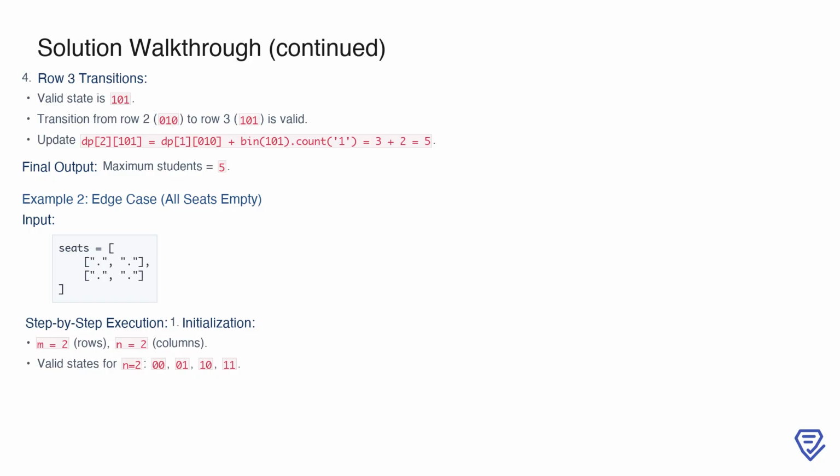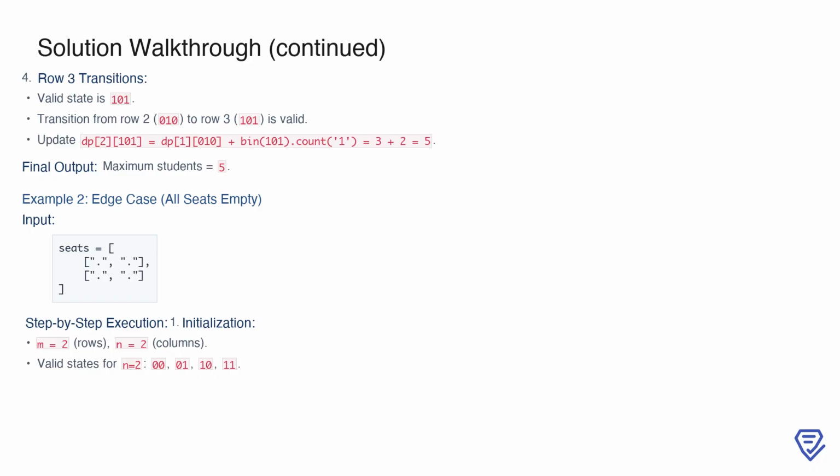Next, for the third row, the valid seating state is again 101. We analyze transitions from the second row, where the valid state is 010. Transitioning from 010 to 101 is valid because it maintains the no cheating conditions. We then calculate the DP value for this state. Adding the 2 students from 101 to the 3 students already seated in the previous rows gives us a total of 5. Thus, DP[2][101] becomes 5.